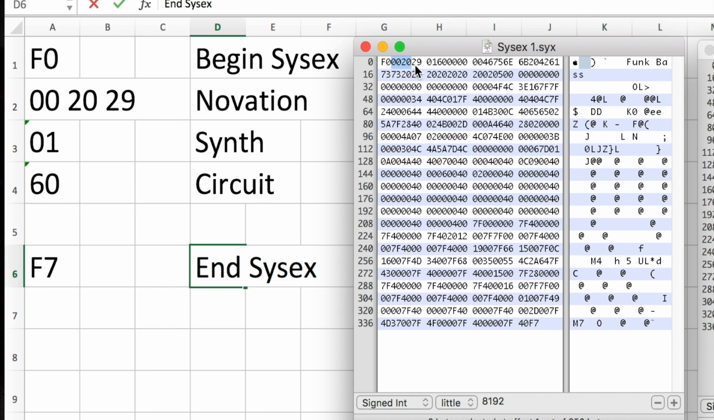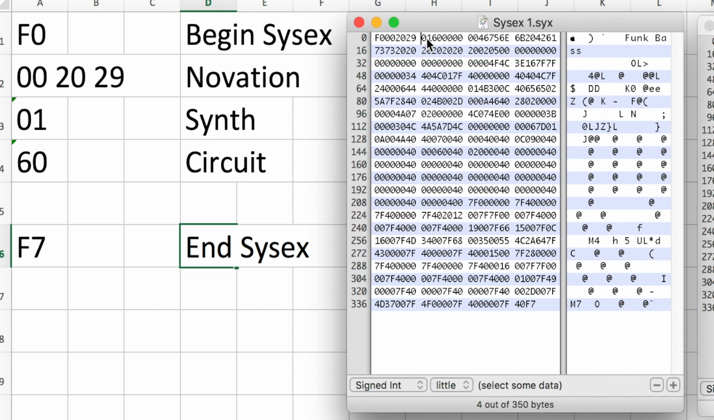But then it says 00 20 29, and that's the manufacturer number. That means Novation. And so only Novation will have that number. That way, if you're sending several Sysex transmissions at one time, Novation would disregard any but that number. They would know it was one of their products. The next byte is 01, and that means it's a synth. And then the next byte is 60, which means it's the Circuit.